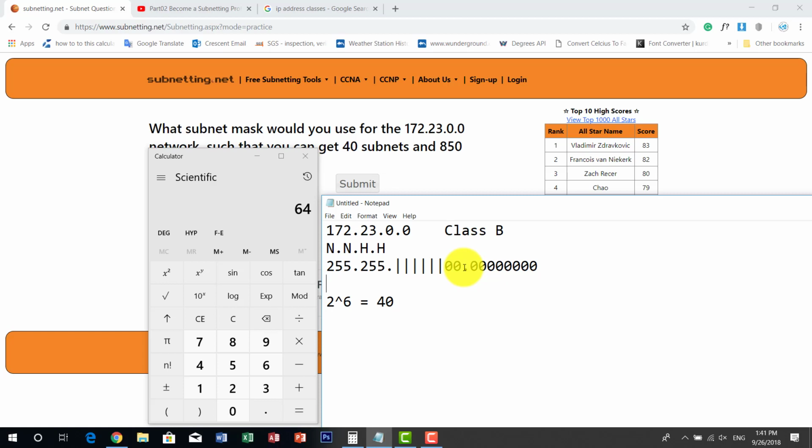So if we want to convert it to a number, we have 255, 255, and we have to calculate this binary in order to convert it. The first one is 128, the second one is 64, plus the third one is 32, plus the fourth is 16, the fifth one is 8, and the last one is 4. So we get 252, and the last octet is 0. So our subnet mask is 255, 255, 252, 0.